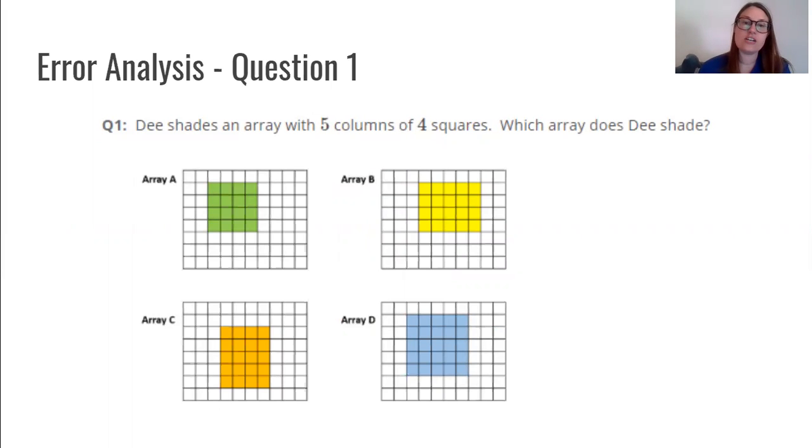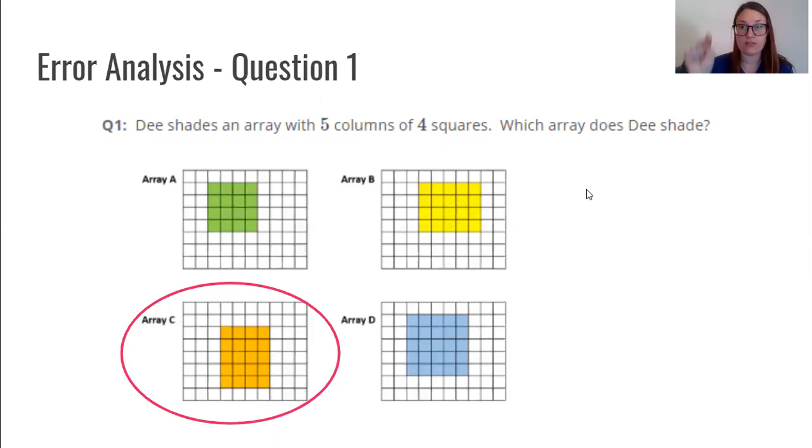So looking at our error analysis of question 1, the question said, D shades an array with 5 columns of 4 squares. Which array does D shade? The most common wrong answer was array C. Most people who got the question wrong chose C. Now we wanted the array that showed 5 columns of 4 squares. So remember that columns go up and down, rows go side to side. So they're looking for up and down, and there should be 5 columns.